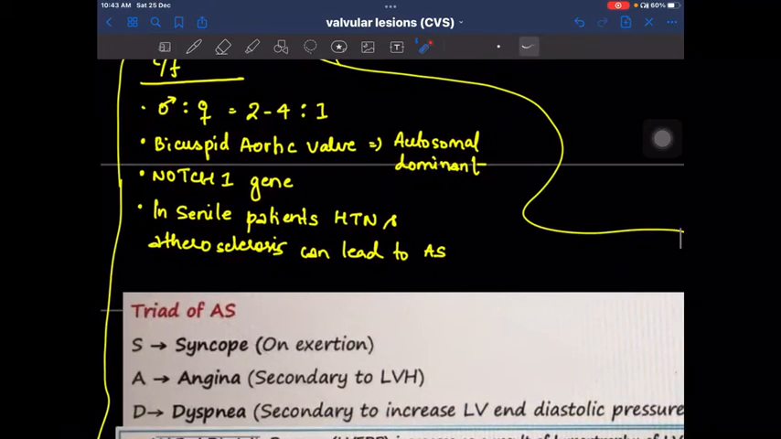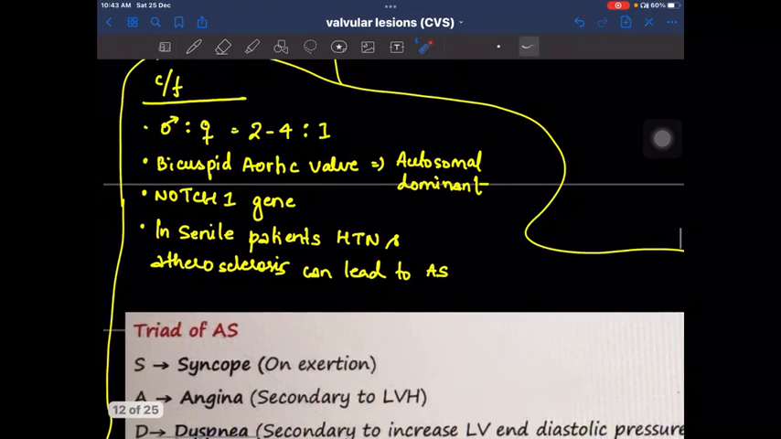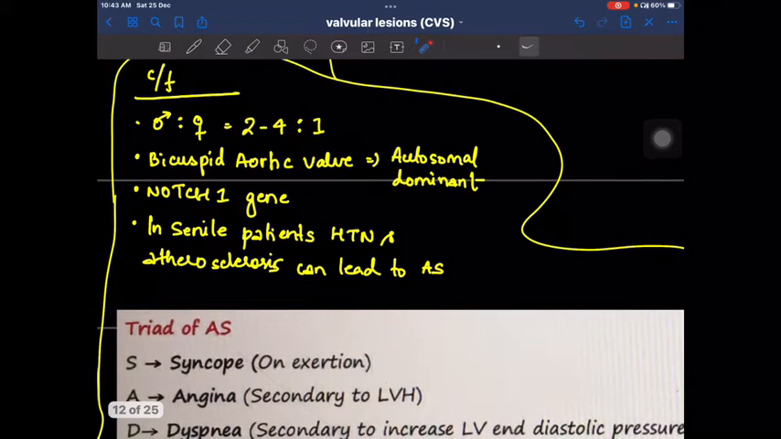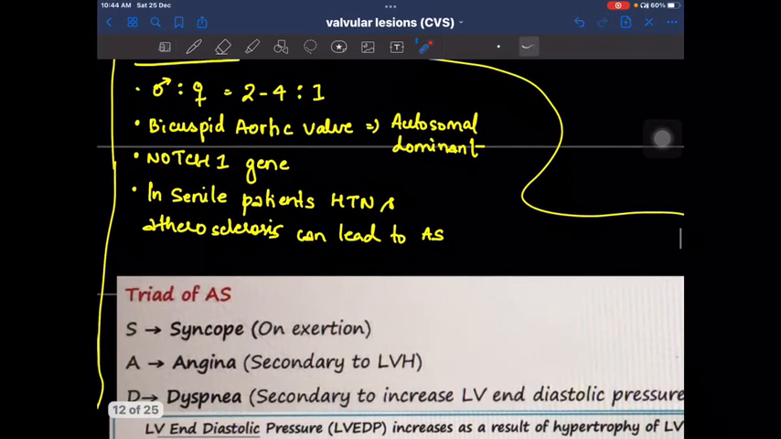Now, clinical features. Aortic stenosis has a slight male predominance. But the bicuspid aortic valve is autosomal dominant, and the NOTCH1 gene is involved. In senile patients, hypertension and atherosclerosis can lead to AS.